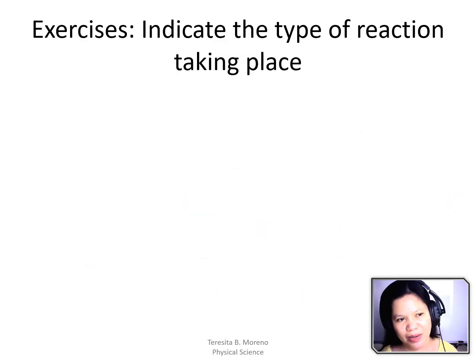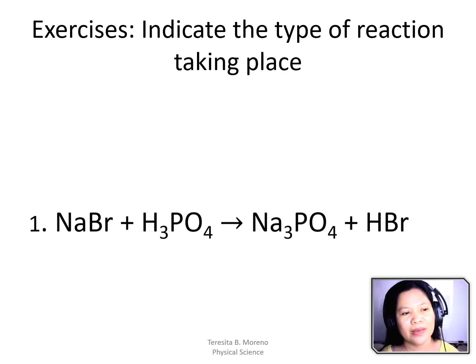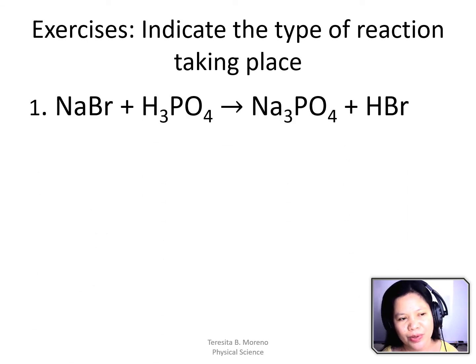Now here are some exercises that I'm going to give you. I want you to indicate what type of reaction is taking place. First, you have sodium bromide and phosphoric acid. The products are sodium phosphate plus hydrogen bromide. You can answer this. This will serve as your assignment.